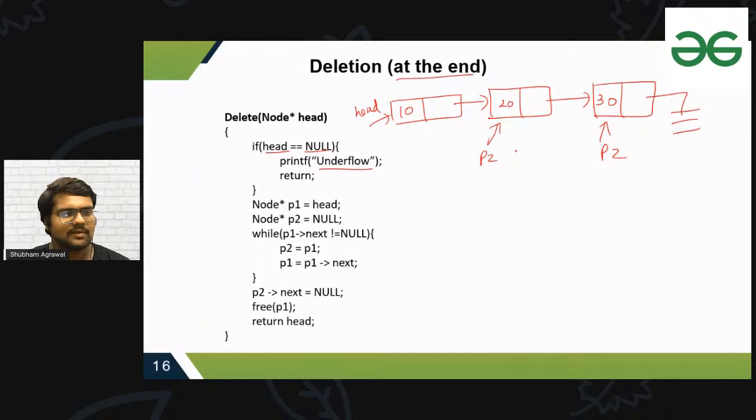Now we see P1 of next. Here P1 next is equal to null. Hence this condition will be false, and we will break out of this while loop.